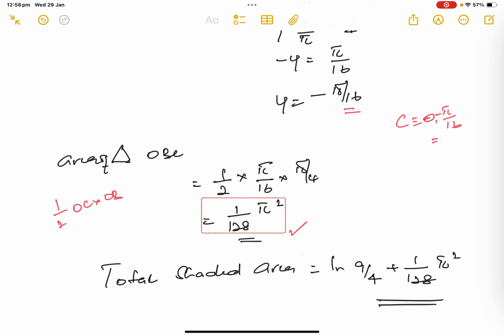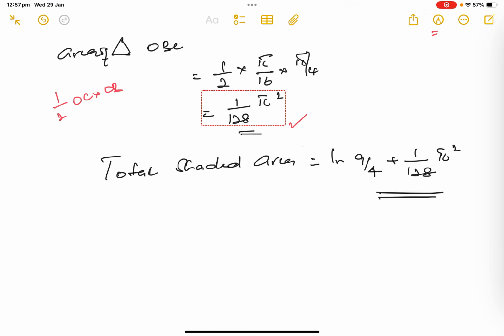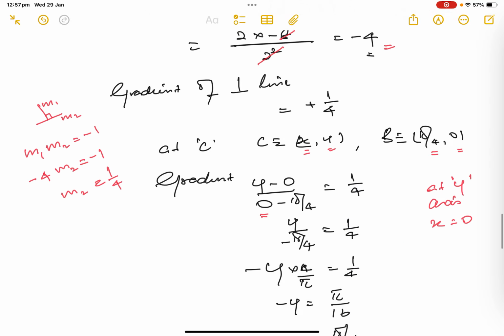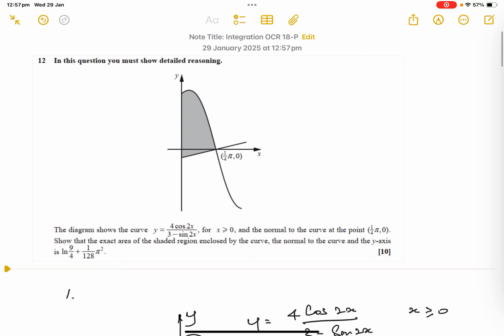So we have found the area of a triangle. We have found the area under the curve above the x-axis. Then if you add them together, that gives us the entire shaded area. Initially we found the area under the curve by integration, and then, using some coordinate geometry, we found the area of a triangle, which is 1 over 128 pi squared. This is exactly what we have been asked to prove.